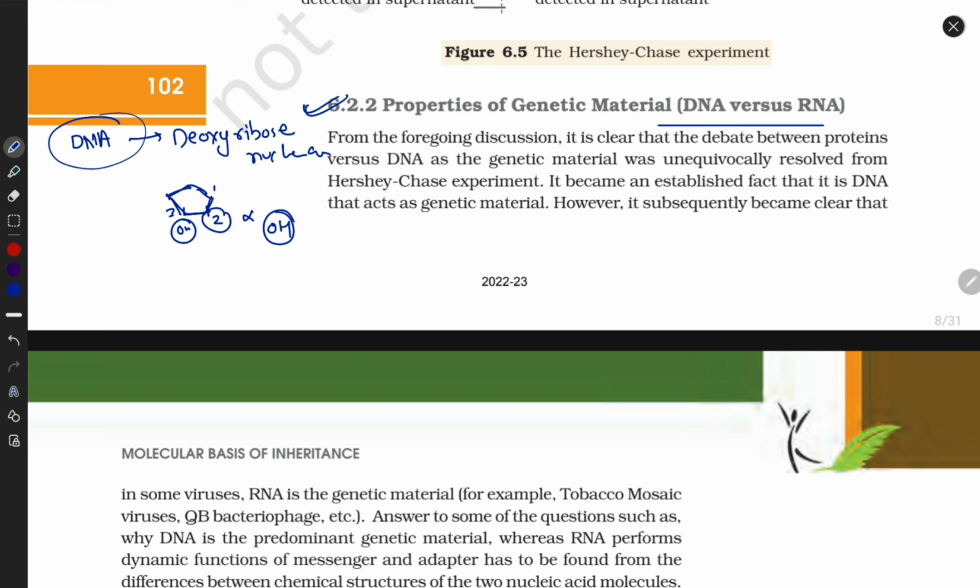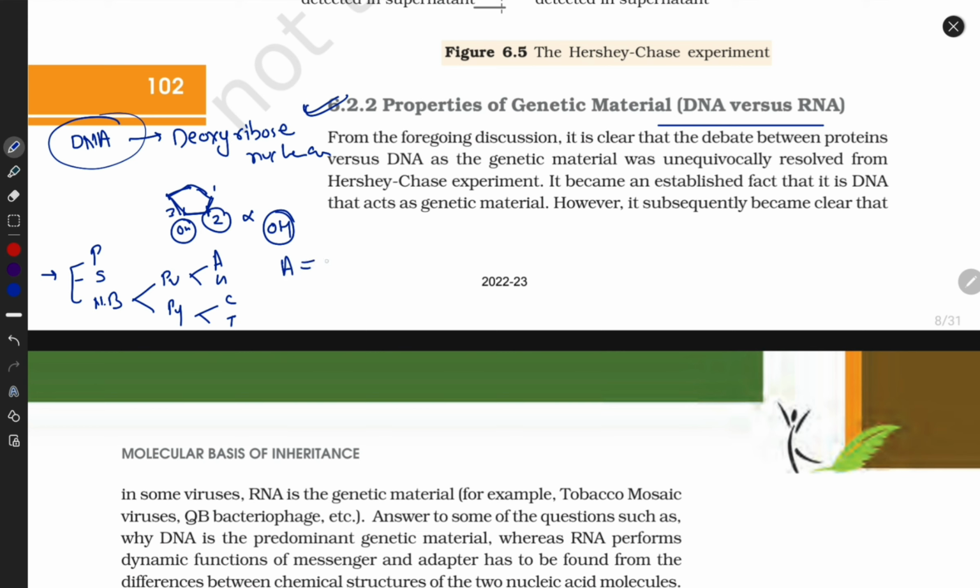Guys, next differentiation is what? Next property: you have to write down that they are made up of three parts: phosphate, sugar and nitrogen base. Then you have to write down that nitrogen bases are in two parts: purine and pyrimidine. Purine is what? Adenine and guanine, and pyrimidine is what? Cytosine and thymine.